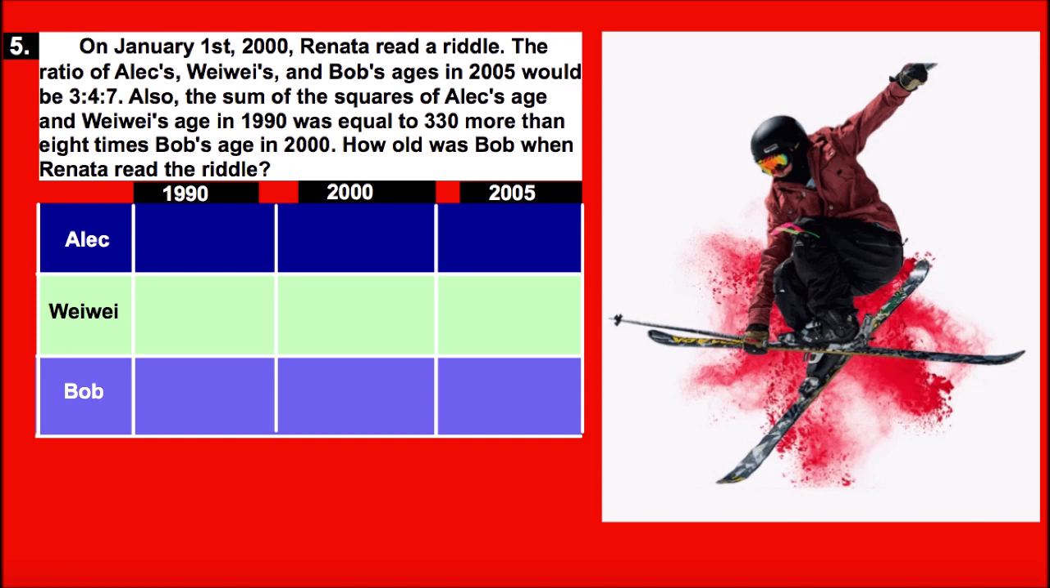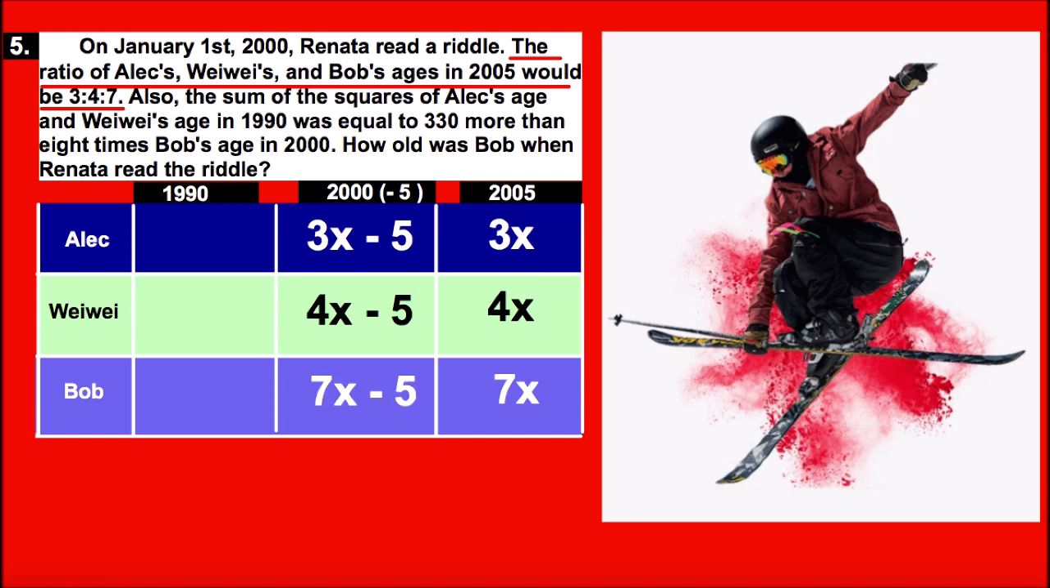Construct the past, present, and future table for Alex, Weiwei, and Bob. The ratio of their ages in 2005 was 3 to 4 to 7. Therefore, we can fill in 3x, 4x, and 7x for 2005. 2000 is 5 years in the past relative to 2005. Therefore, the ages are 3x minus 5, 4x minus 5, and 7x minus 5. Similarly, 1990 is 15 years in the past, and we fill in respectively.